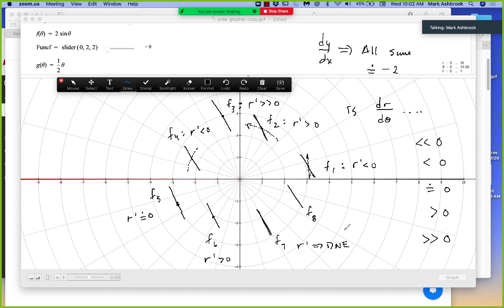All right, what about F8? Would that be very negative? Yeah, I would think that would be very negative, right? So as you're going counterclockwise, R is decreasing pretty rapidly there.